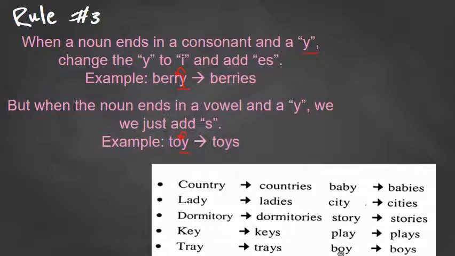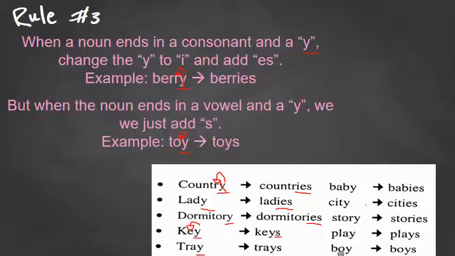Let's take some examples. Country, countries. Here country ends with y, but before the y I have a consonant letter, so I have to cross out the y and add ies. Lady, ladies, the same. Dormitory, also it ends with y. Before the y I have a consonant letter, then I have to cross out the y and add ies. Key ends with y, but before the y I have a vowel letter e. So here I just add s.